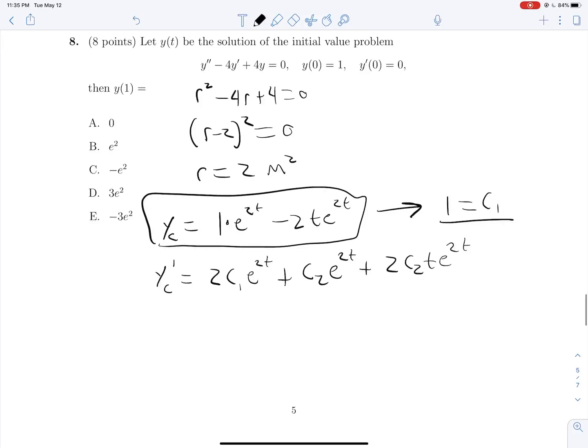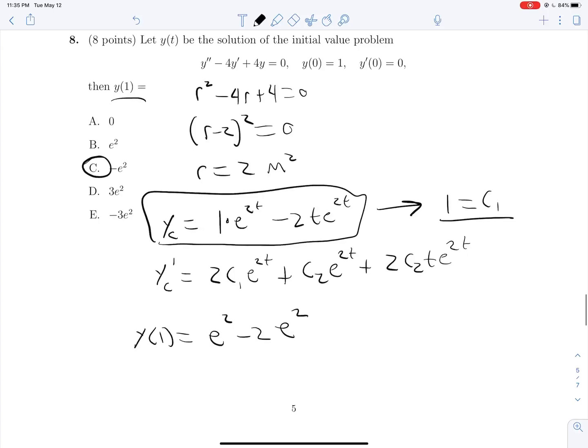All we need to do is plug in 1 and we'll have our answer. Y at 1 is equal to e to the 2 minus 2e to the 2. That gives us negative e to the 2, so 8 is C, and that's correct.